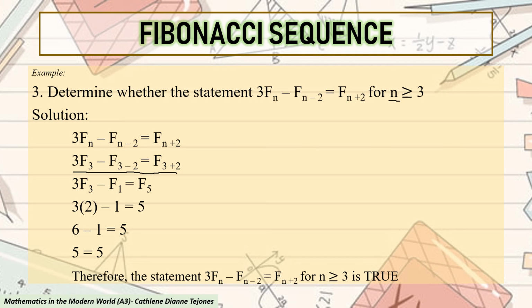Therefore, the statement 3 times f sub n minus f sub n minus 2 is equal to f sub n plus 2 for n greater than or equal to 3 is true. So, that is true.